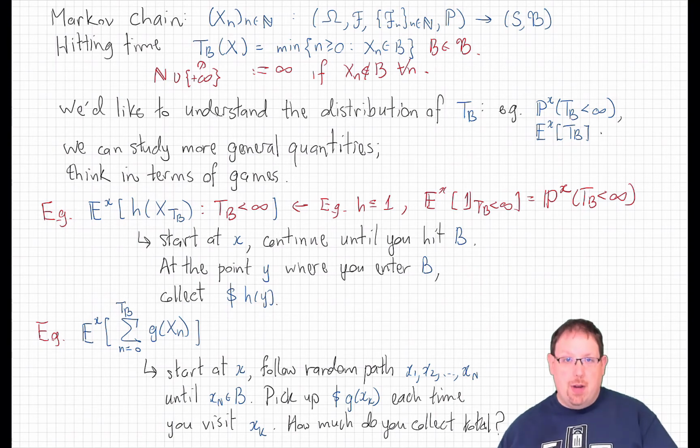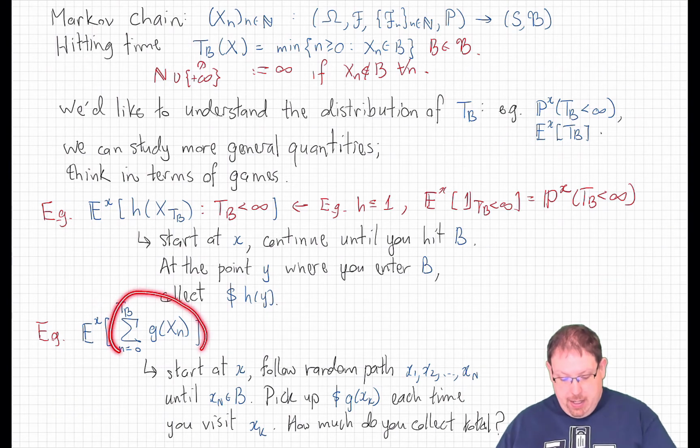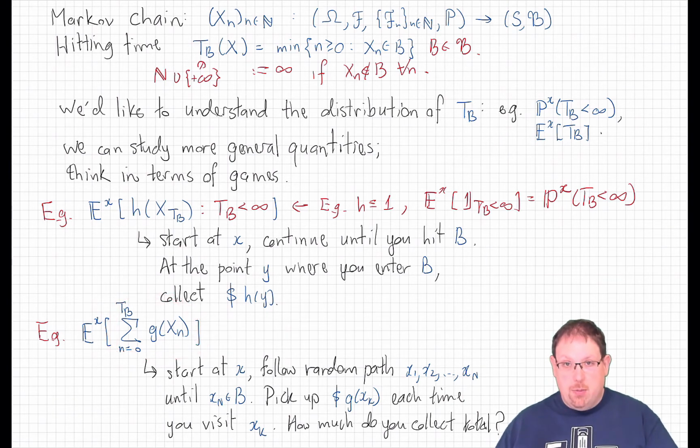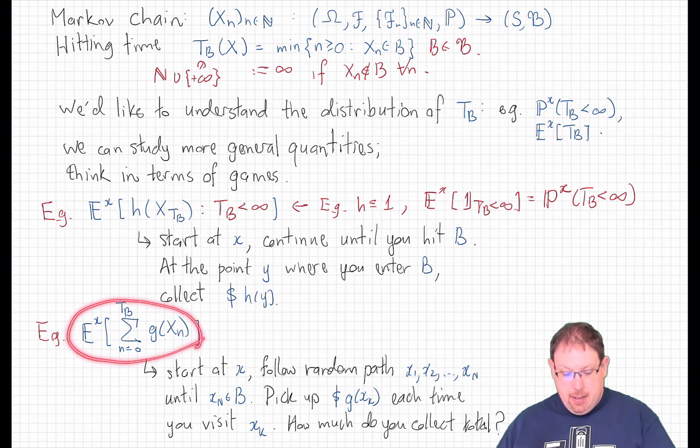It's replenished right away in this version of the game. And this quantity inside here is going to be the total amount of money that we collect along the path until we get to b. We are interested in how much I should expect to collect based on this function until I enter b.